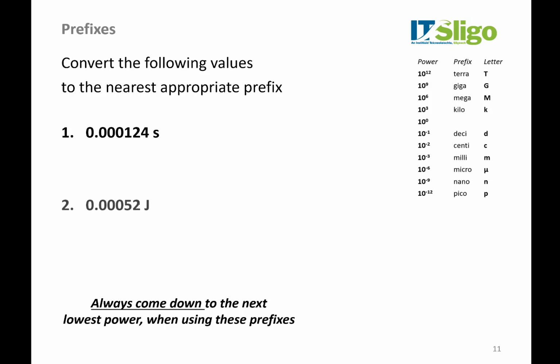Next one. This one is fairly similar, actually. I should have changed that around, but too late now. 5.2 by 10 to the minus 4 joules. Exact same logic. This will drop down to 10 to the minus 6. Multiply by 100 again. So this is 520. I hope that makes sense.